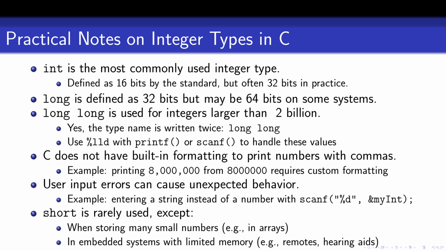Now here's something C doesn't make easy. Formatting numbers with commas, like printing 8 million, requires custom code. Finally, beware of common user input errors. If your program expects a number, but the user enters a string, scanf might behave unpredictably or even crash. Validating user input and choosing the right type helps prevent bugs and keeps your program running smoothly.